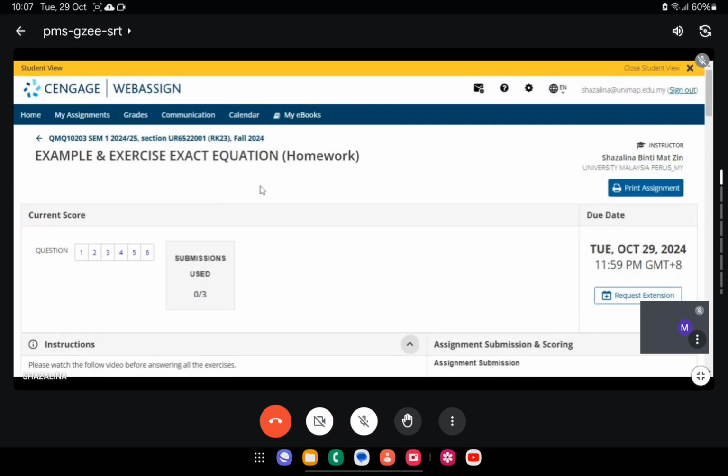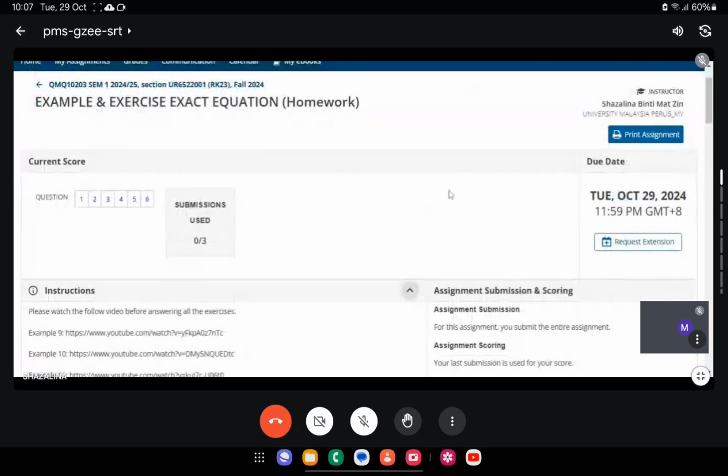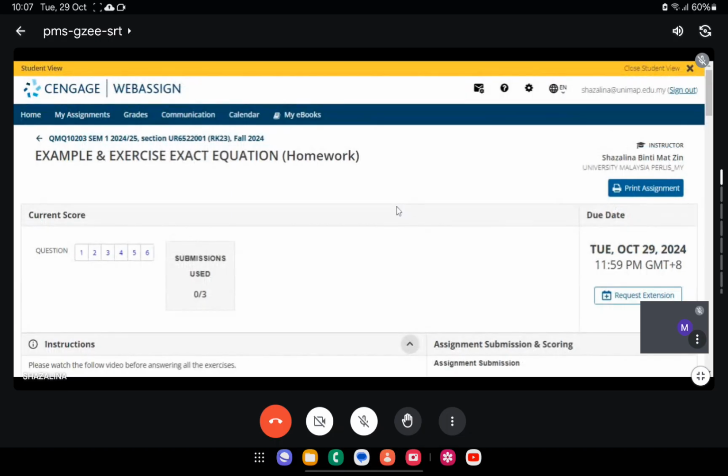Okay. So due date dia bila? Due date dia adalah hari ini. Saya bagi 11:59 PM. So after class, it depend on you awak nak buat bila. But please submit the exercise as your attendance. Saya tak ambil attendance dalam Google Meet ni sebab saya tak tahu apa korang buat sekarang. So saya consider attendance through your Cengage web assign.